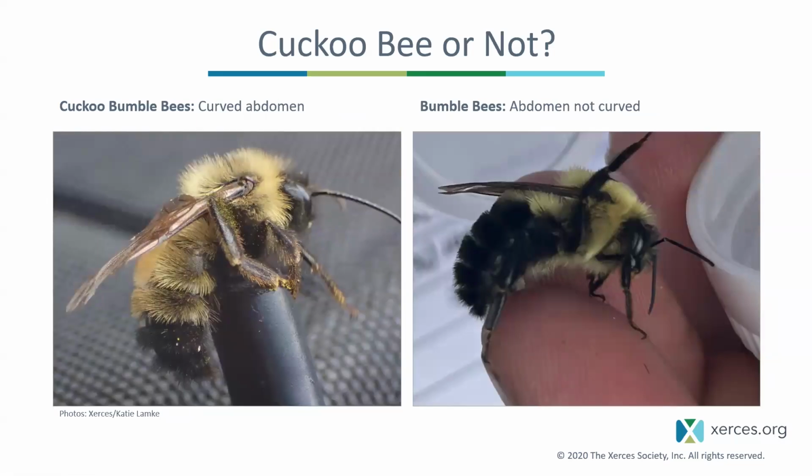And this is also true not just for the females, but for the males. Often when you see a male cuckoo bumblebee, they'll have a little bit of a curve in their abdomen as well compared to the non-cuckoo bumblebees. And it's not quite as obvious, but there is a bit of a curve there.